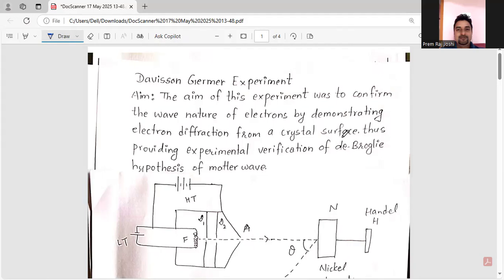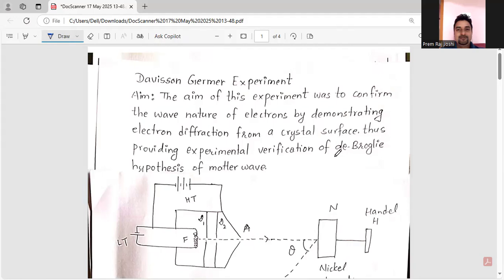gave a statement that every matter possesses wave-particle duality, meaning a particle should possess wave nature and wave nature should also possess the particle nature, right? After the hypothesis of de Broglie, this experiment was conducted, and through this experiment, Davisson and Germer successfully verified that electrons, they are particles and they show the diffraction phenomena. So from that, as the electron shows the diffraction phenomena, it means electron shows the wave nature.